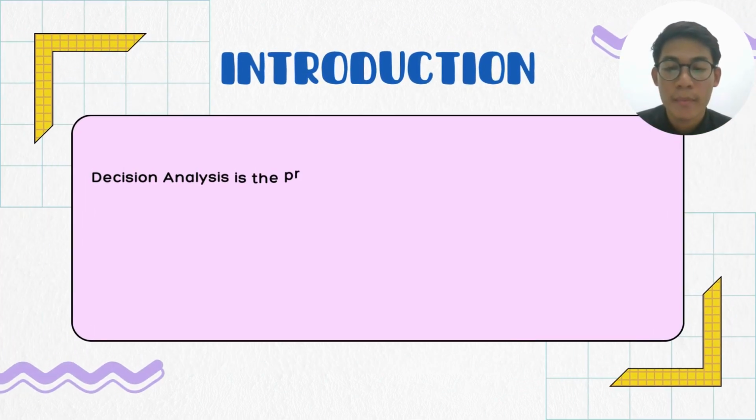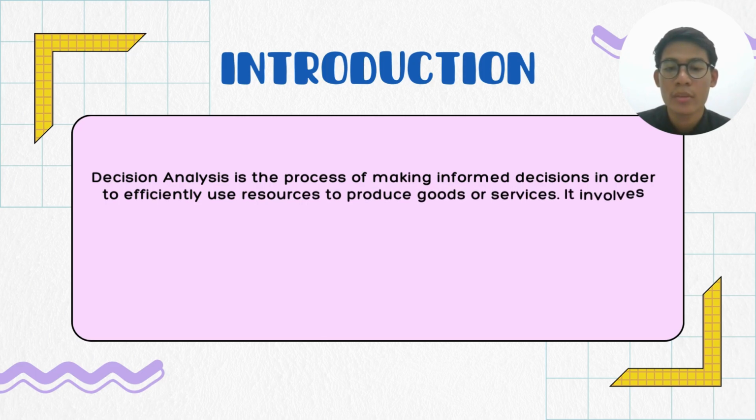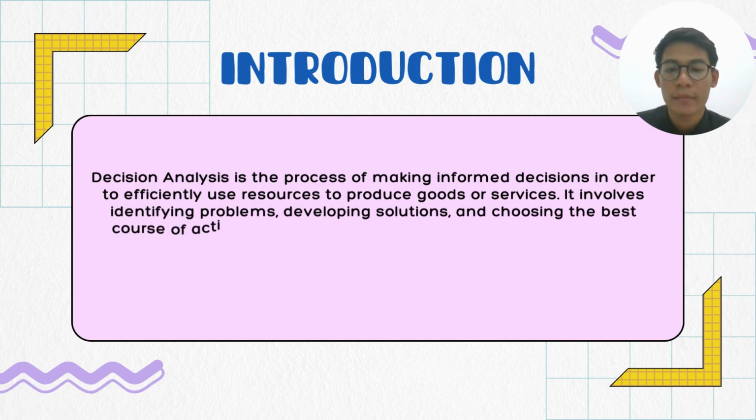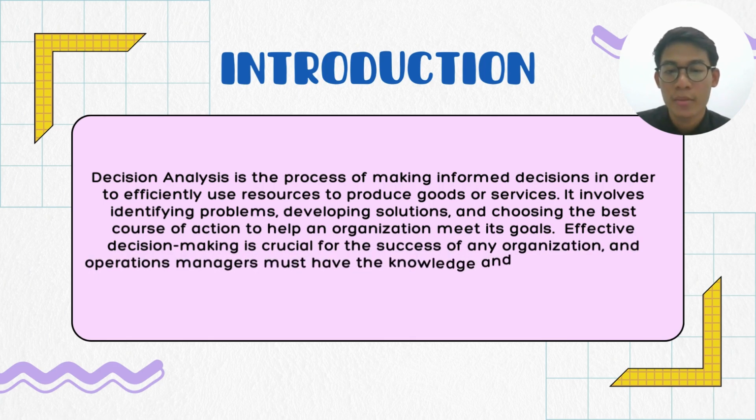For the introduction, decision analysis is the process of making informed decisions in order to efficiently use resources to produce goods or services. It involves identifying problems, developing solutions, and choosing the best course of action to help an organization meet its goal. Effective decision-making is crucial for the success of any organization, and operation managers must have the knowledge and skill necessary to make sound decisions. Now, I want to pass to the next presenter.